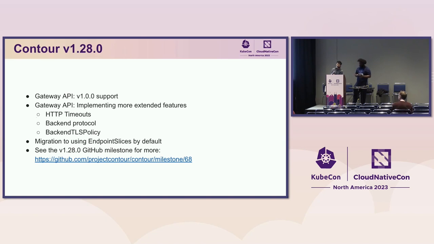We're planning on implementing some of the more extended features in Gateway API, so HTTP timeouts, backend protocols, being able to configure backend protocols using service fields and having that work properly with Gateway API, and also most likely backend TLS policy. Any and all of these things are open to the community to contribute, so you can get your feet wet with Gateway API, get your feet wet with Contour. It'd be great to have community contributions for any and all of these things.